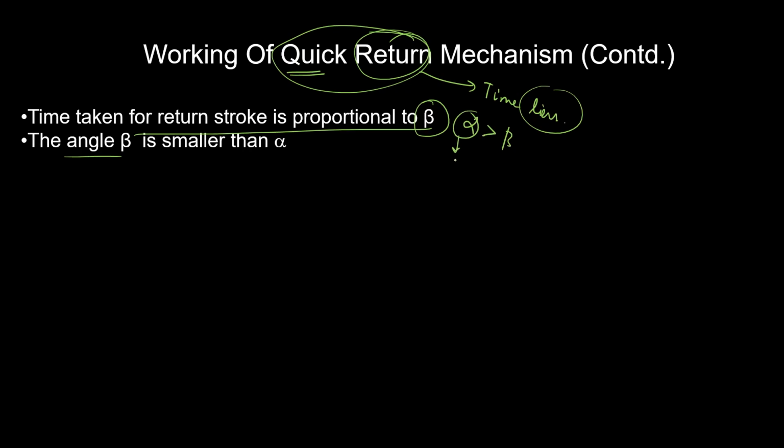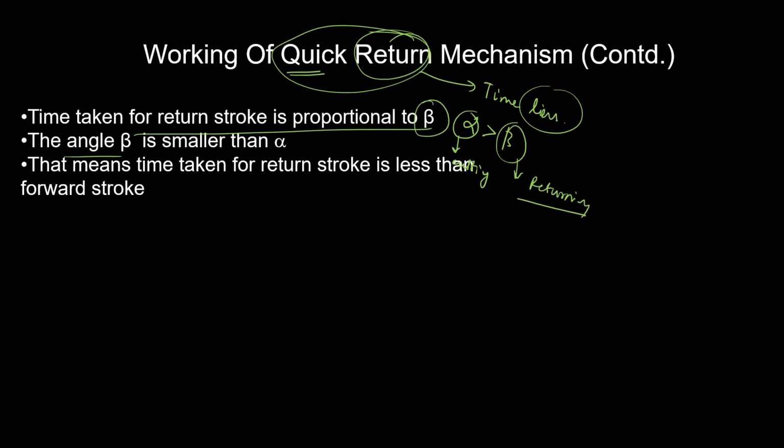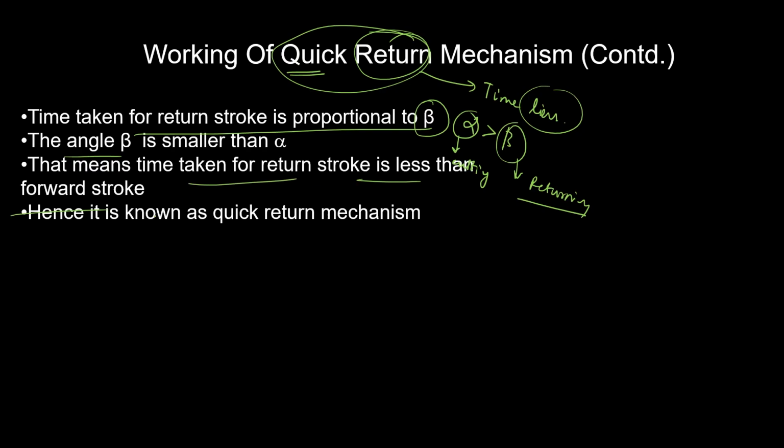Alpha is responsible for cutting and beta is responsible for the return. So beta has to be smaller because the word itself indicates quick return. Return should be less. That means the time taken for the return stroke is less than the forward stroke. Hence it is known as the quick return mechanism.